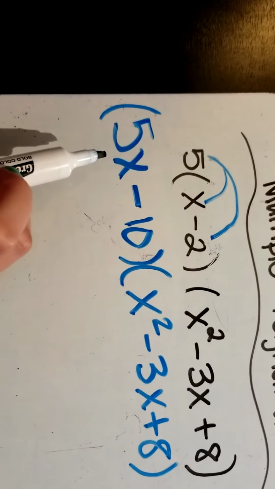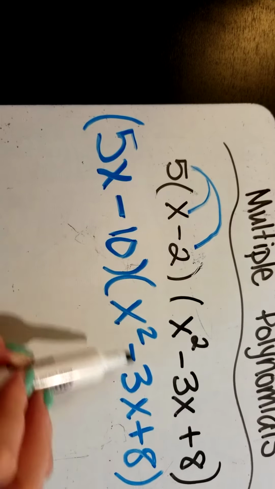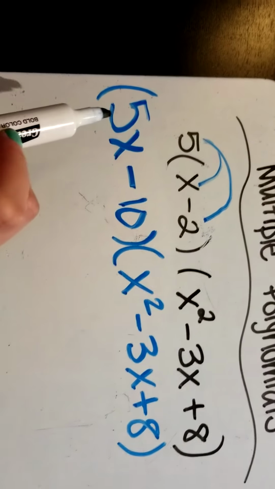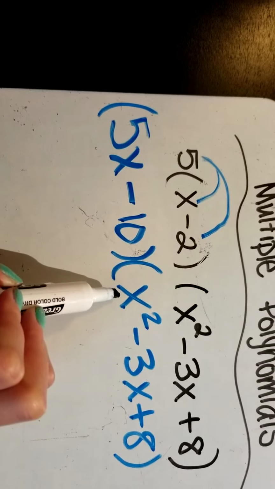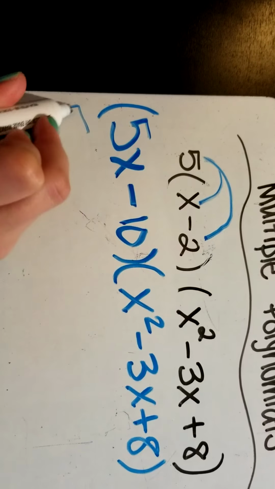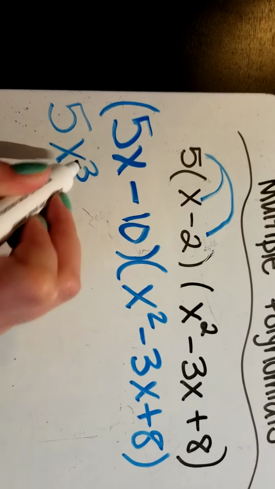So let's do the 5x first. So we're going to do 5x, and we're going to multiply them by all 3 of these. So 5x times x squared gives me a 5x cubed.